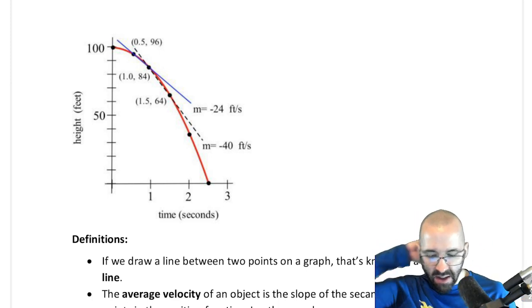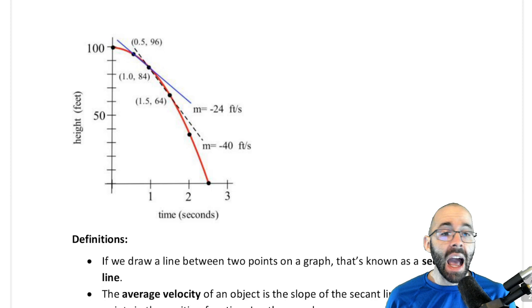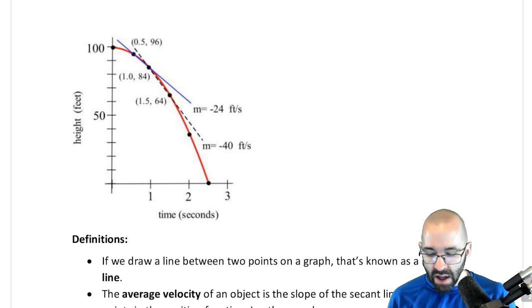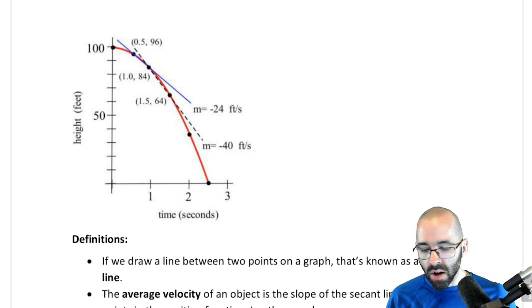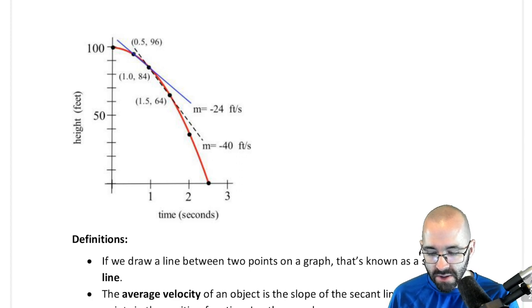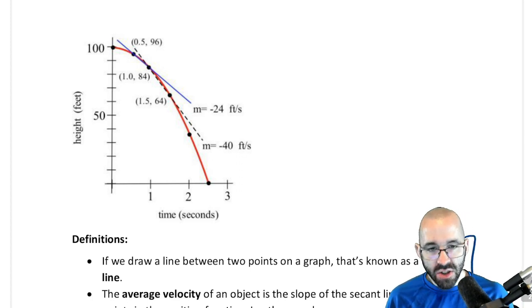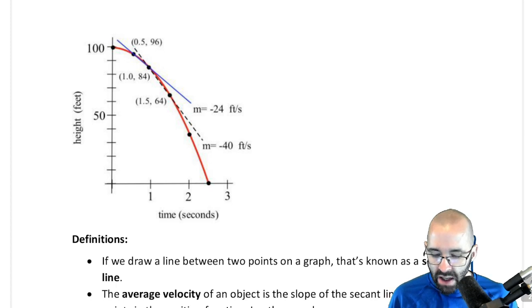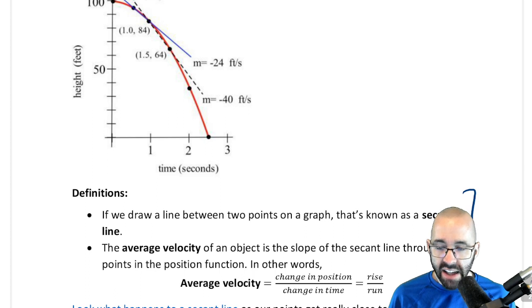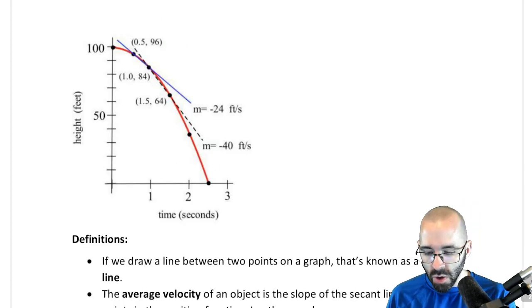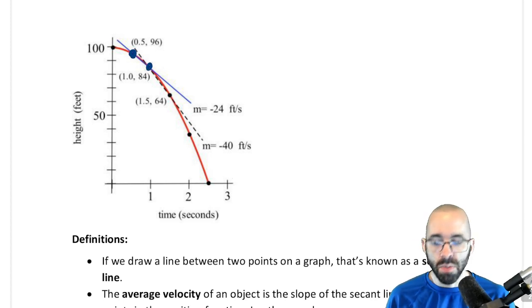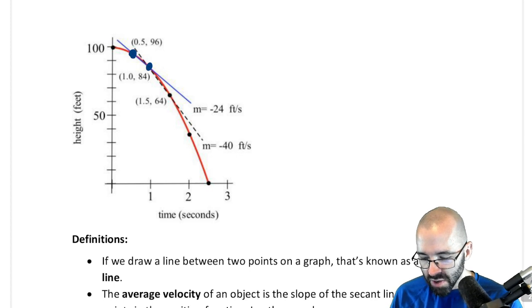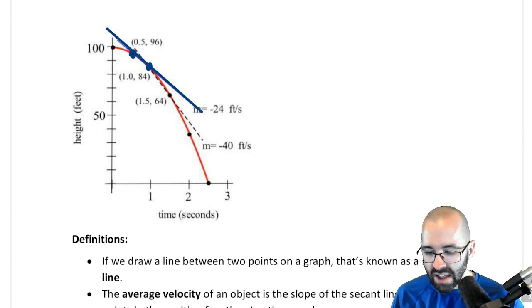What we're doing when we're finding average rates of change is what's denoted by these secant lines. Look at this definition down here. If we draw a line between 2 points on a graph, that's known as a secant line. So we have an example here of this blue line, which is just the line drawn between these 2 points. This is an example of a secant line.